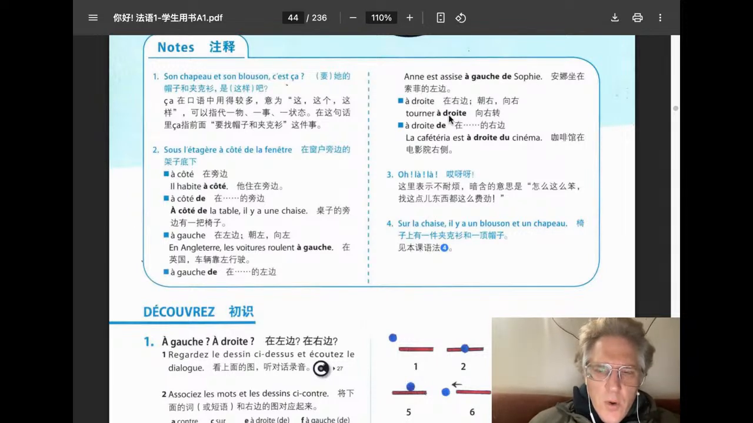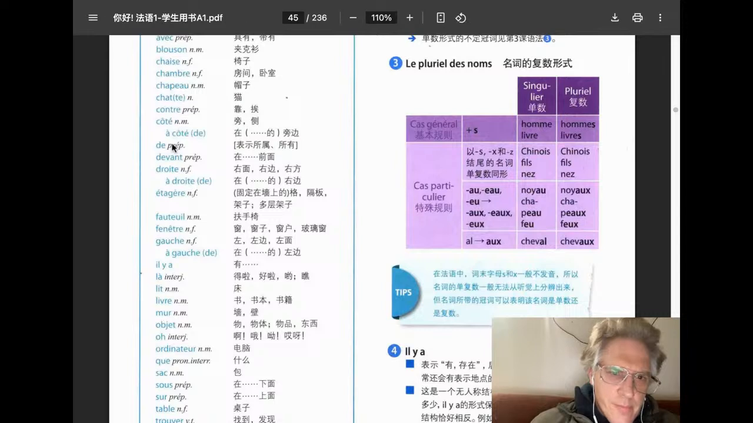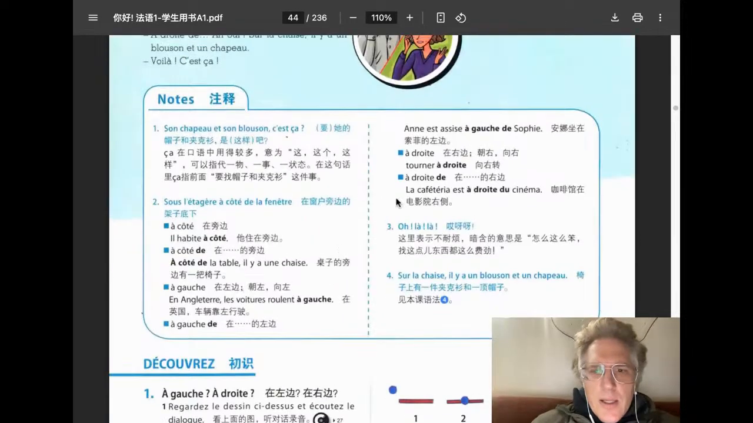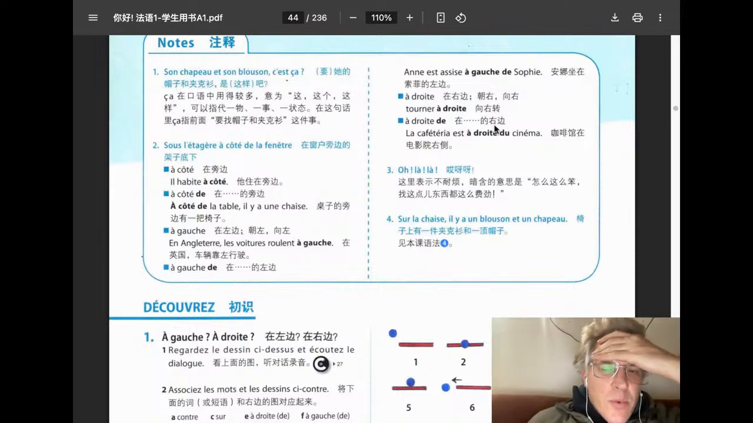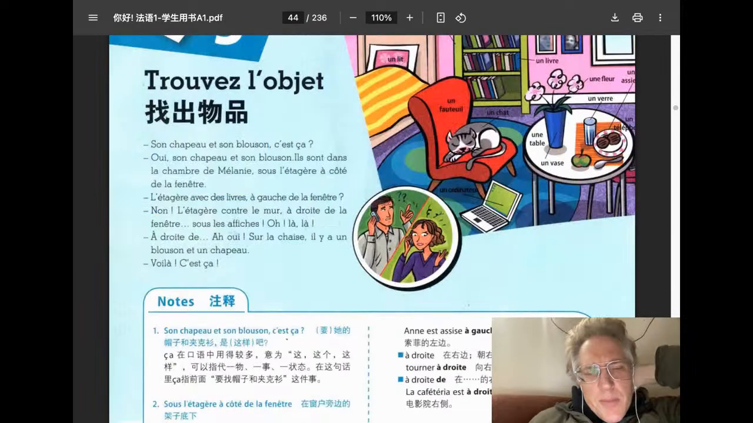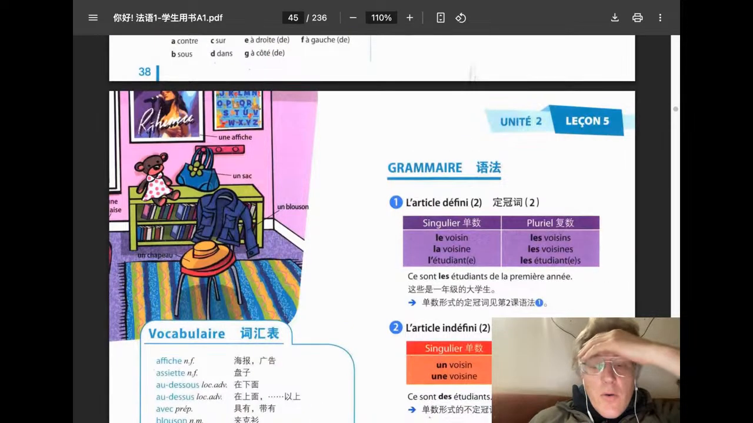À droit or à droite. This is one of those hard words because there's a word droit and there's a word droite. You see here's this. I guess this one's droite. Anyway, I think I talked about this yesterday. I don't think it's so important because this is literally the beginning of the book. It's lesson 5. You're gonna see this over and over again.